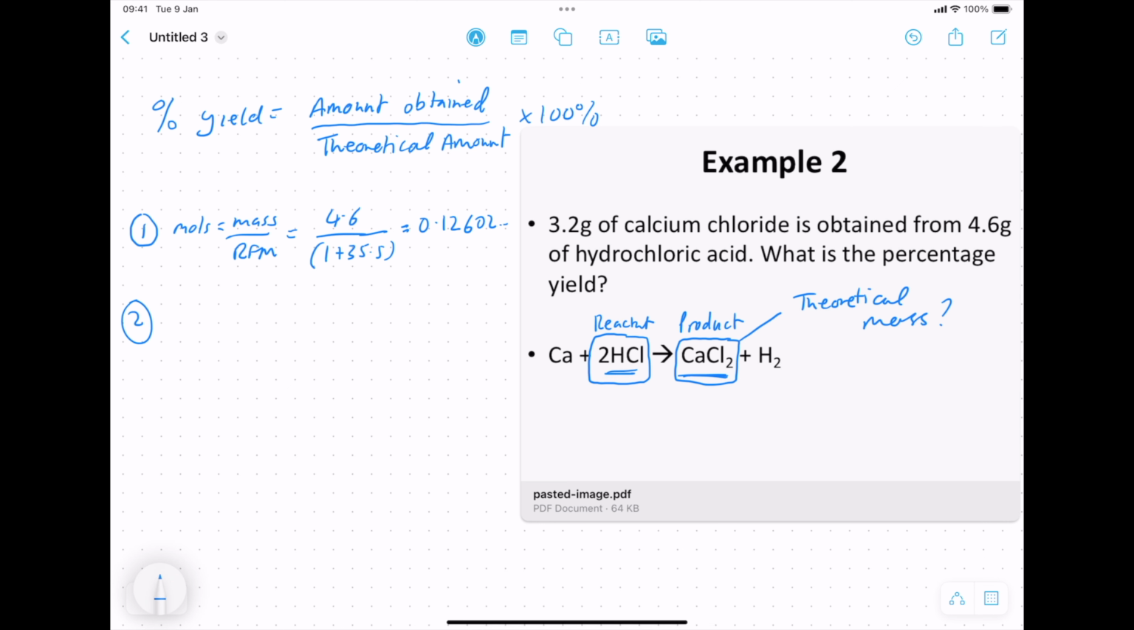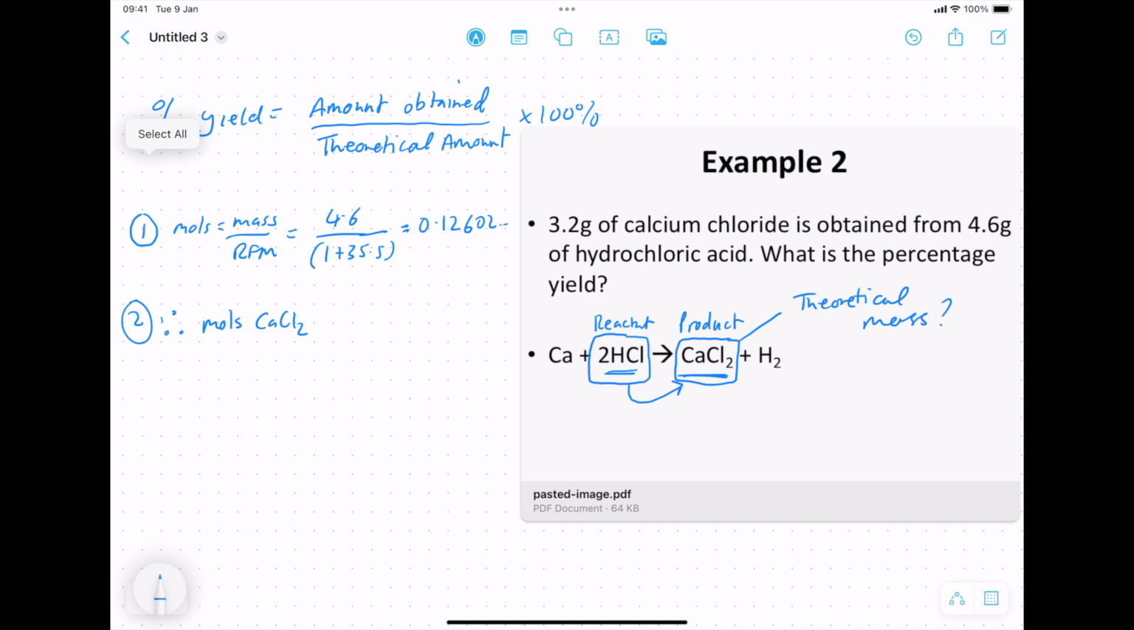Step 2. Now that we have the moles of the reactant required, compare the molar ratio between the two species that we've circled. So the molar ratio of HCl to calcium chloride is 2:1. Now what does that mean? It means 2 molecules of HCl will generate 1 molecule of CaCl2. So therefore, the moles of CaCl2 is simply found by dividing the previous answer by 2.